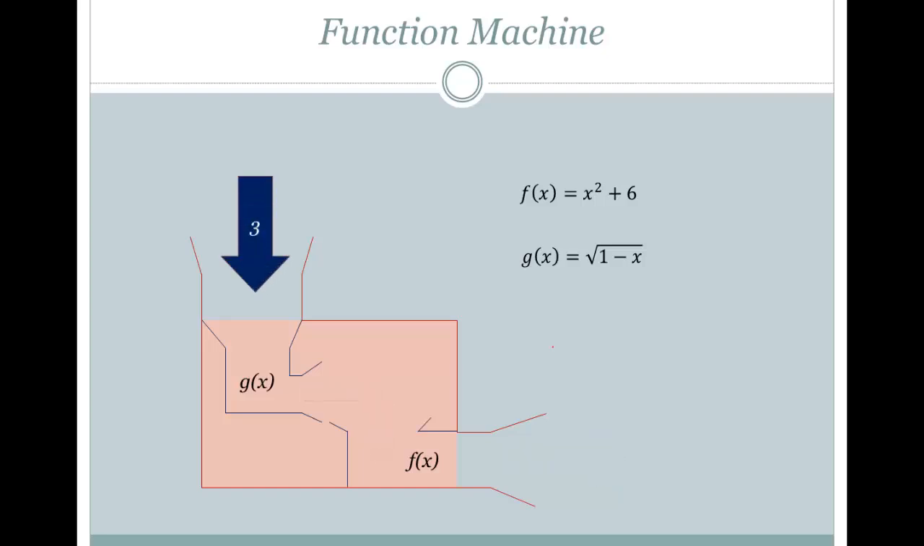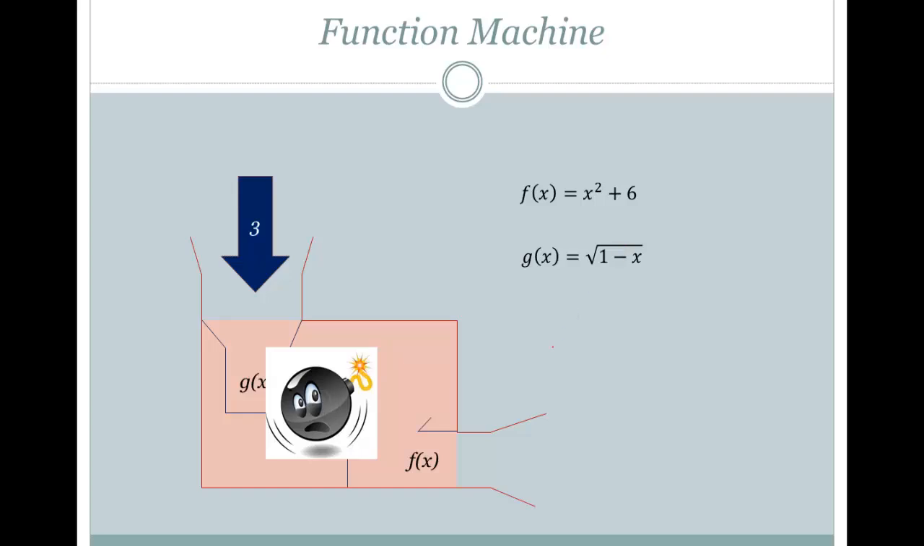Let's plug in 3. Let's do another one. I plug in 3 into the function machine. I plug 3, it goes into the g of x machine, and all of a sudden it blows up. Let's see what happens. I look at this and I plug in 3. Oh, look what happened. I get -2. Radical -2 doesn't work. Okay, so now let's talk about domain.